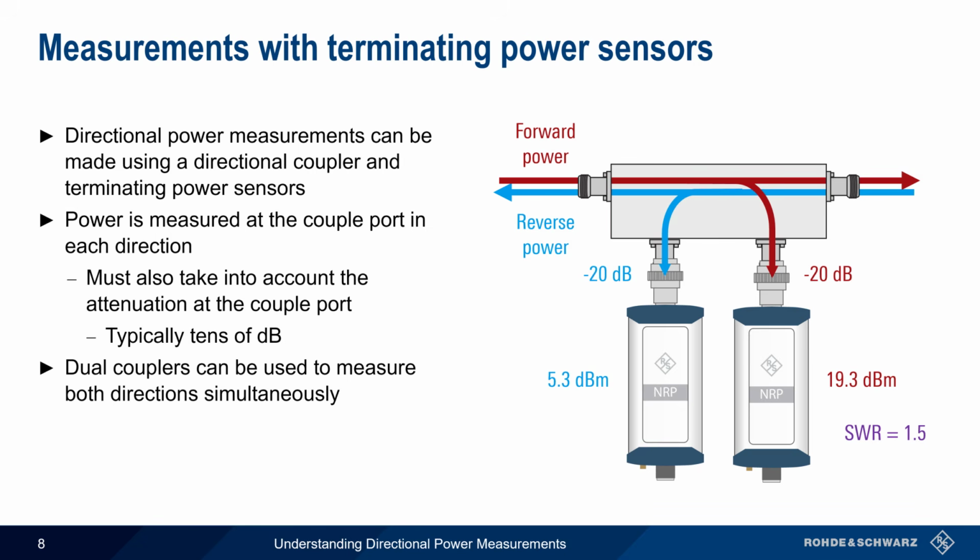It's also possible to make unidirectional power measurements using only a directional coupler and a single couple port. The coupler would need to be reversed, and/or a second unidirectional coupler would be needed in order to measure power in both directions.